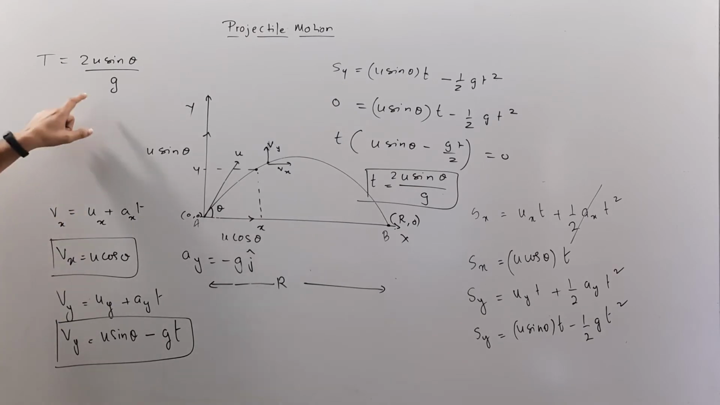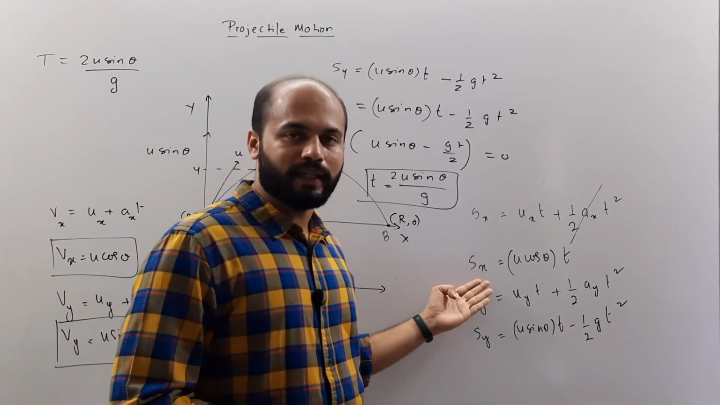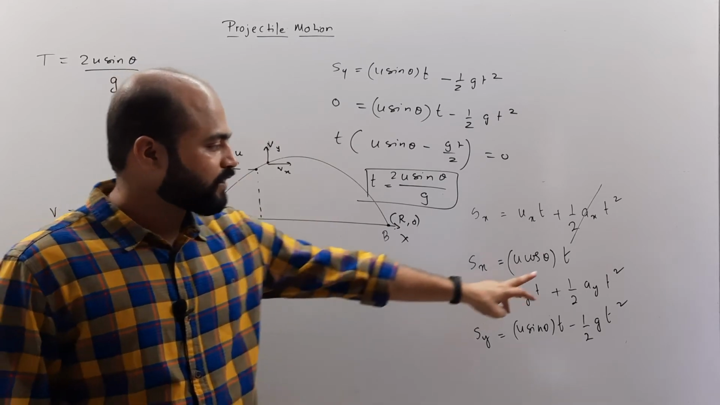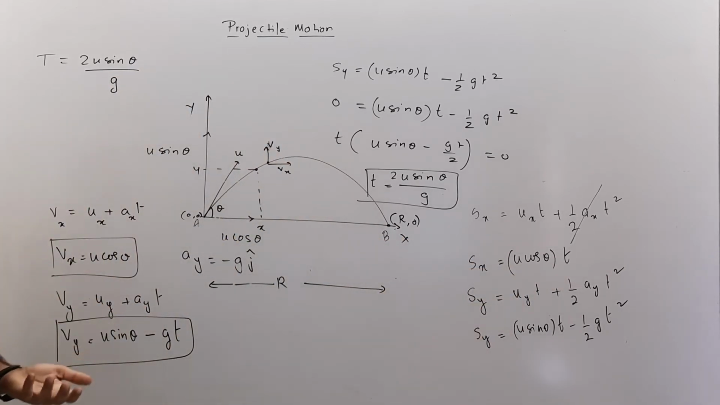Now once we have achieved this, we can definitely find the range, because range is nothing but this Sx. So in place of this time, if I put this time of flight, then all that I'll get is a range. So let's do it.